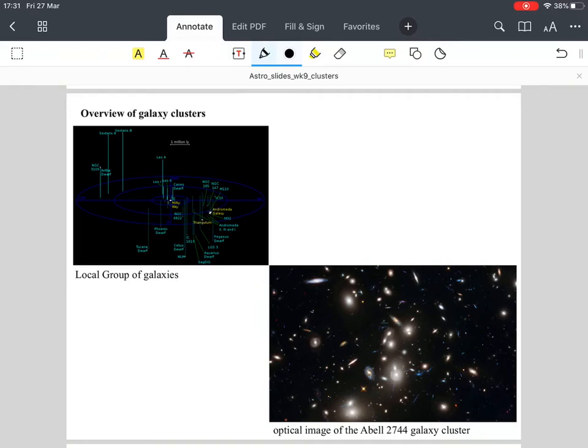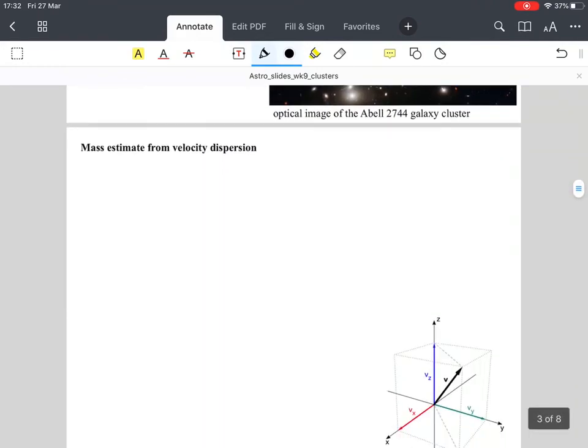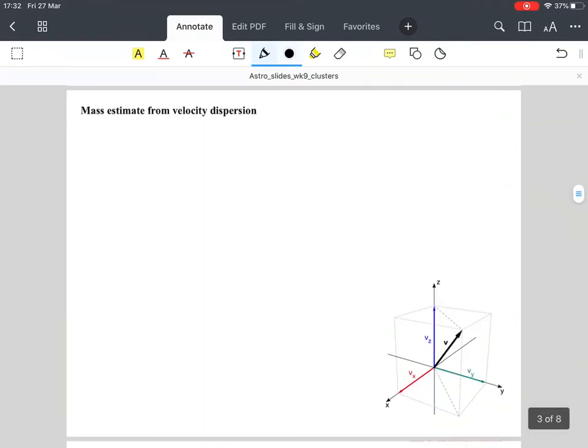And the closest galaxy cluster that we're actually a part of is the Virgo cluster. And that includes M87, which is a very large elliptical galaxy at its center. I should say that we are part of the supercluster with Virgo, so clusters can even group together.